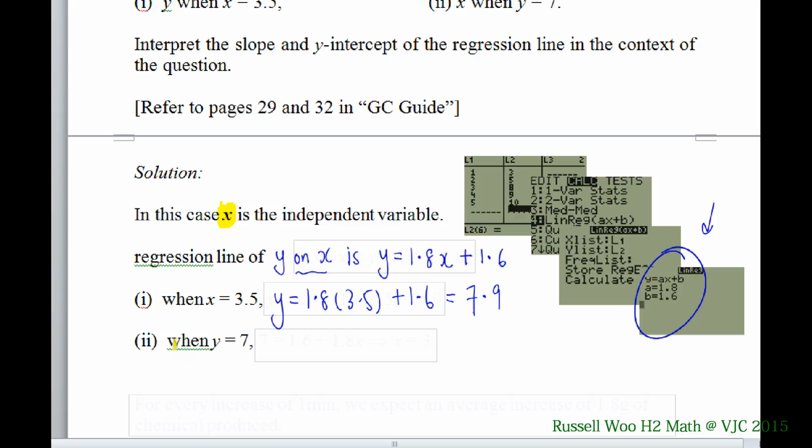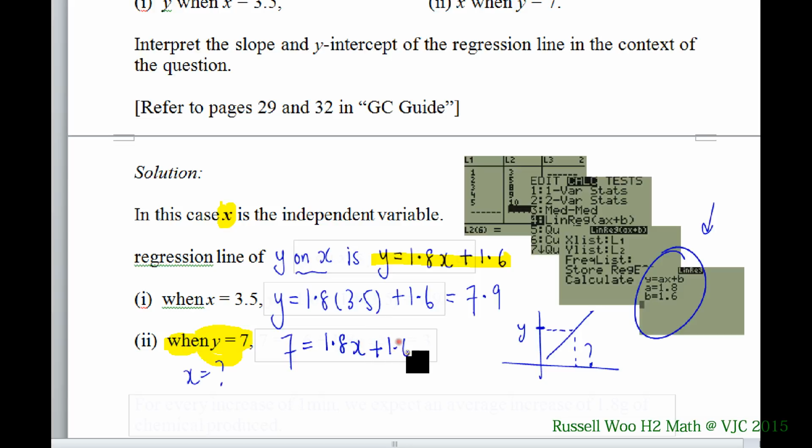Now you are given y, you need to estimate what is x. It's this kind of case. That means given y, what is this value x? But because x is the independent variable, you will still use the same regression line. Same regression line. You will say, when y is 7, what is x? Then you just rearrange, you will get x equals 3.